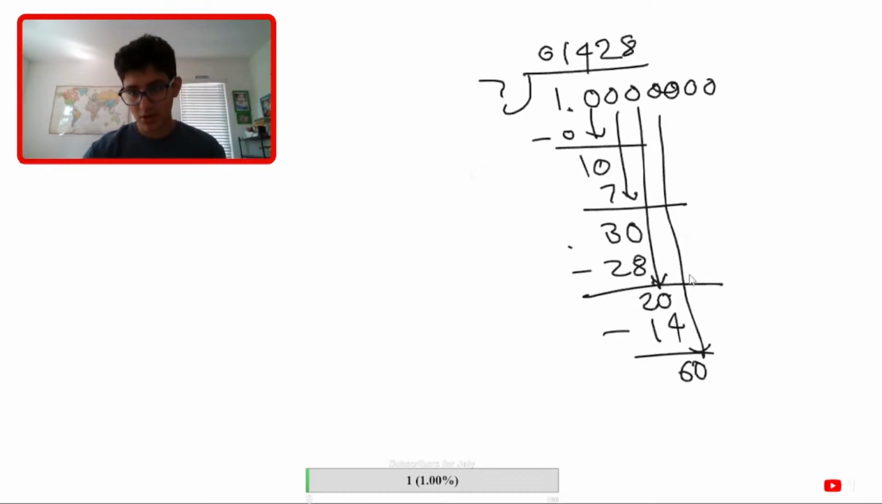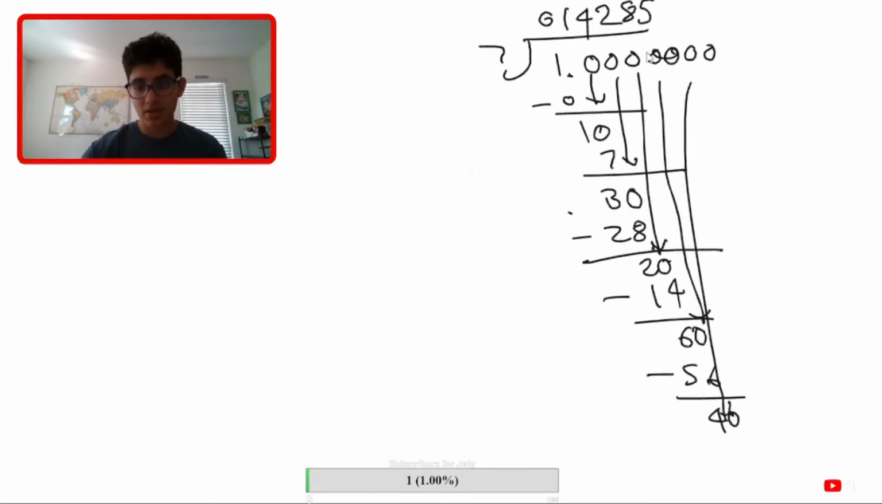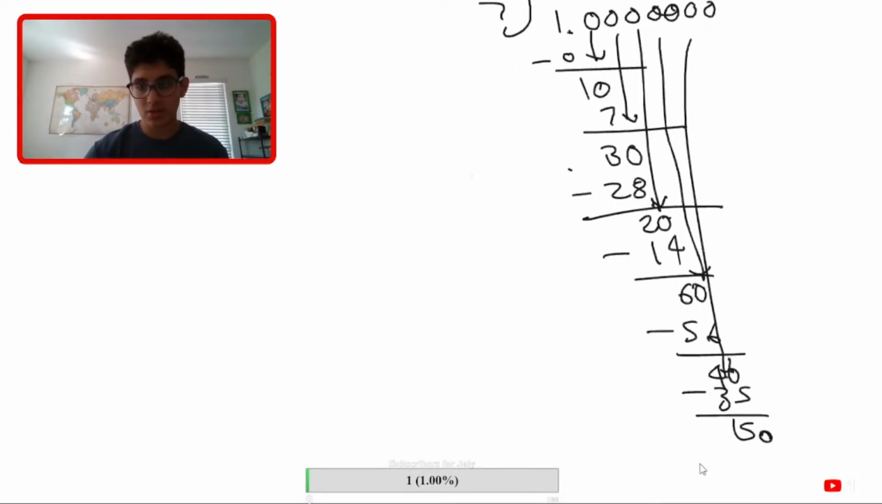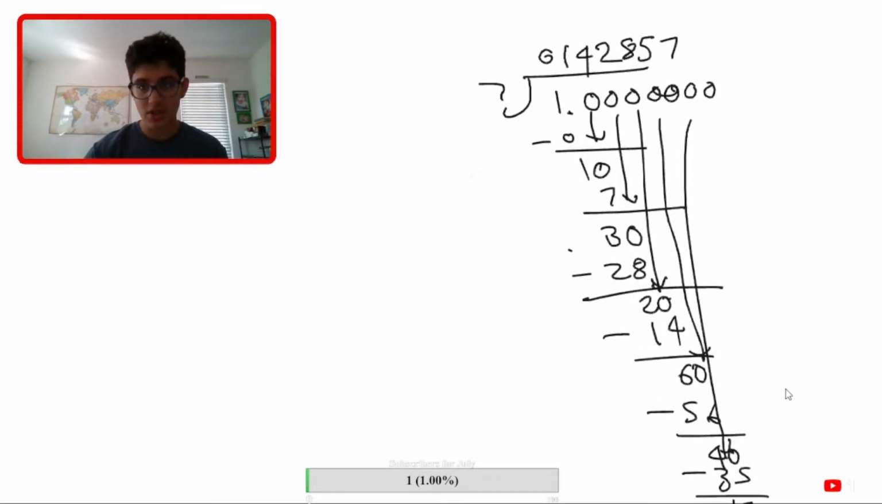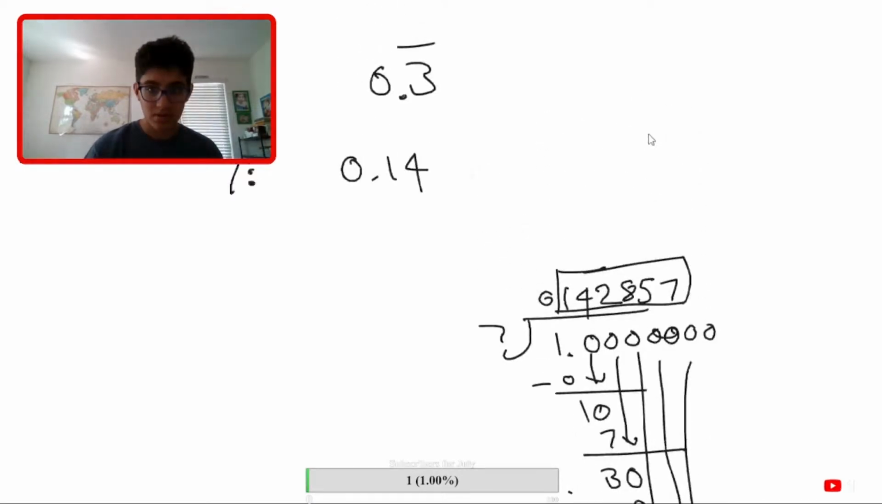60. So what did we do? We did 8, right? So minus 56. That gives us 4. Pull down 0 again. This will give us 5, minus 35. That gives us 5. We can put on another 0 there. This will give us 7. And then this is just 50 minus 49, 1. And then when you pull down 0, you get the same thing. So it's got 6 digits repeating, right? It's 142857.